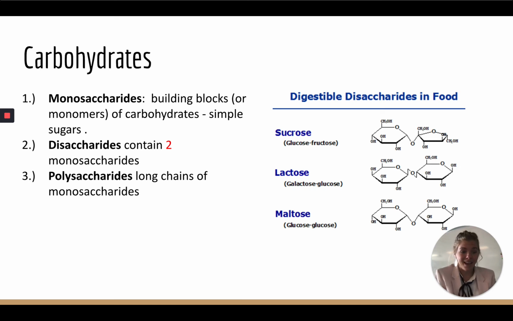A disaccharide then is two, di meaning two, monosaccharides hooked together. It's two simple sugars hooked together. So a monomer of a carbohydrate is a monosaccharide. A disaccharide is two monosaccharides hooked together. And then a polysaccharide is a bunch of sugars hooked together. It's a long chain of sugars.